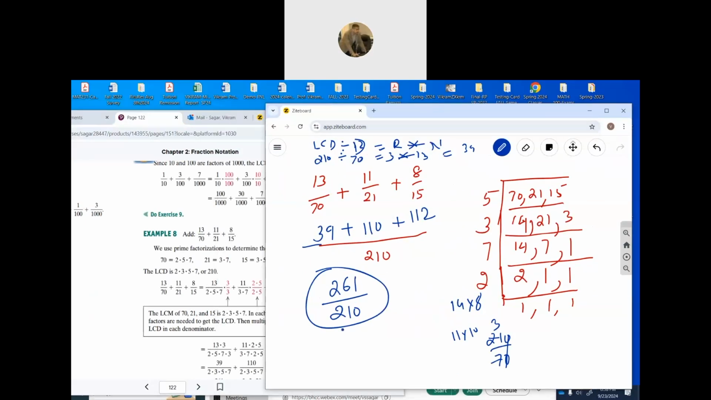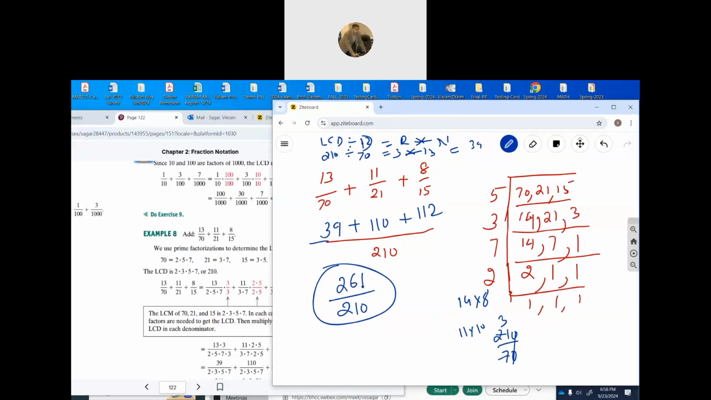Okay. So what number can go here and here? 3. Okay. So 261 divided by 3, which is what? 87. And how about here? 70. Okay, very good. So this is our final answer, right? We cannot reduce more.